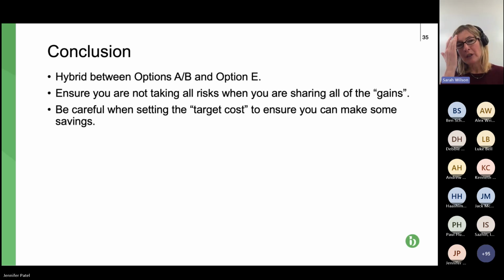Be careful when you're setting your target cost, because as you've seen, there's only very limited scope for it to be adjusted. So don't think of it as being a fluid figure. It really isn't. It is very similar to your fixed price in your options A and B. So I think that's the last slide.